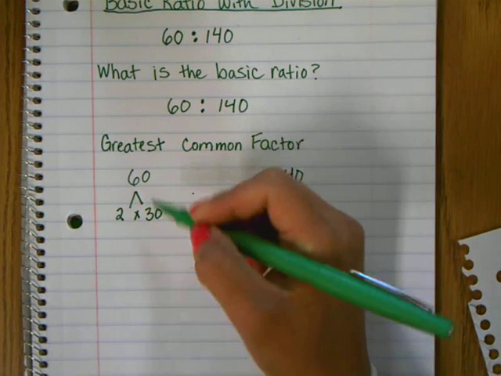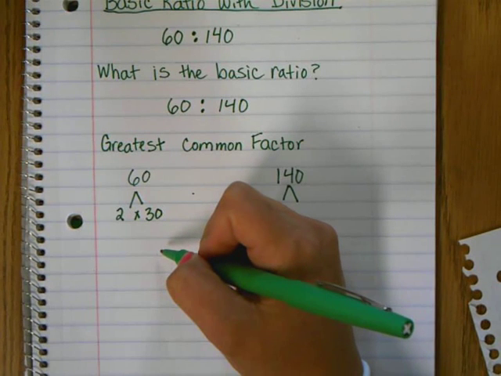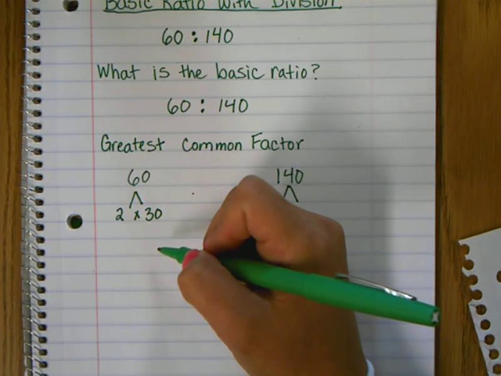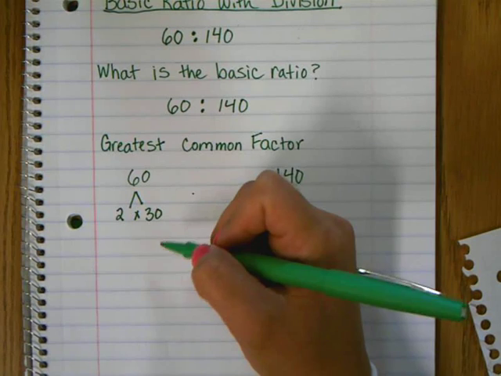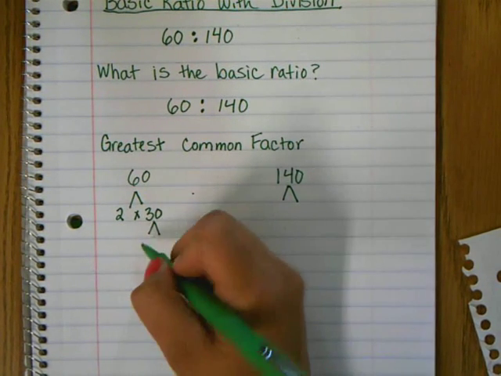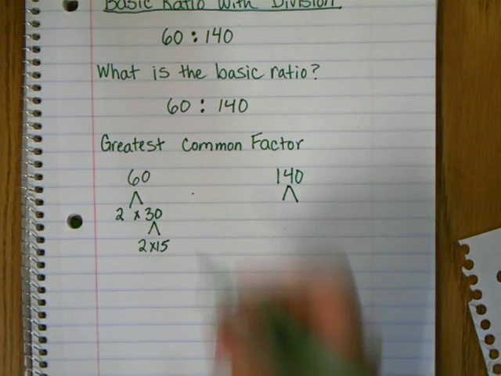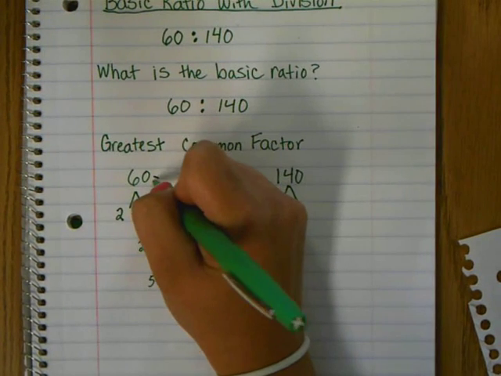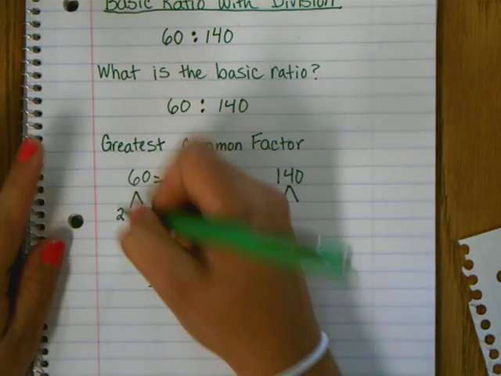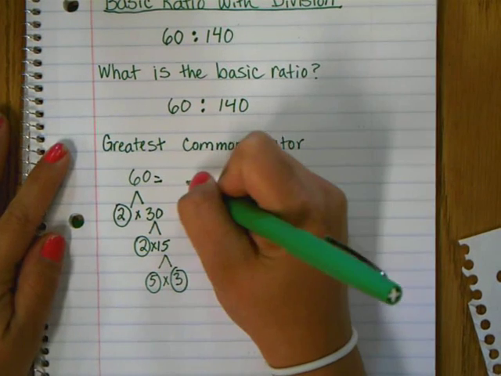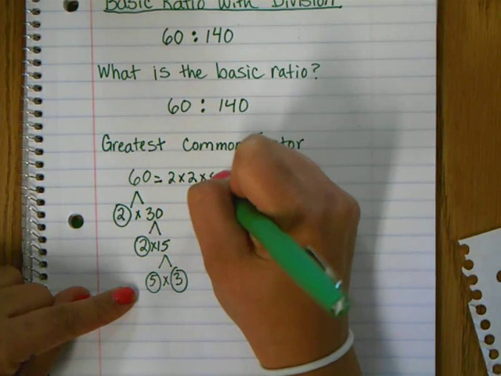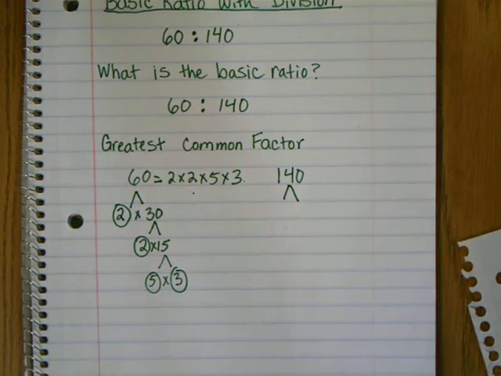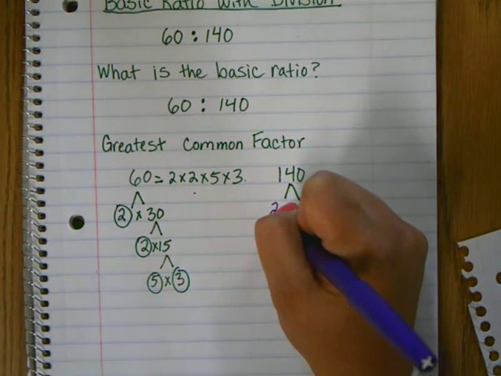greatest factor. For example, if I look at 60, it's even, so I know I can do 2 times 30. I'm going to keep breaking these numbers apart until I have prime numbers. Prime numbers only have 2 factors, 1 and itself. Yes, 1 and itself. I heard a couple of you. So 2 is prime, 30 is not. I know 2 times 15 is 30, and I know 15 is not prime, so I could do 5 times 3. Then I list the prime numbers: 2 times 2 times 5 times 3. These are all prime.